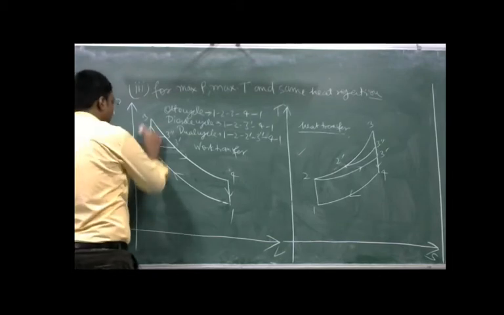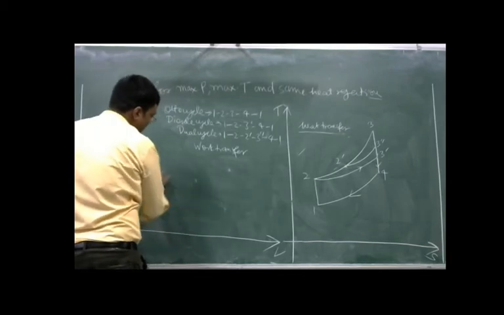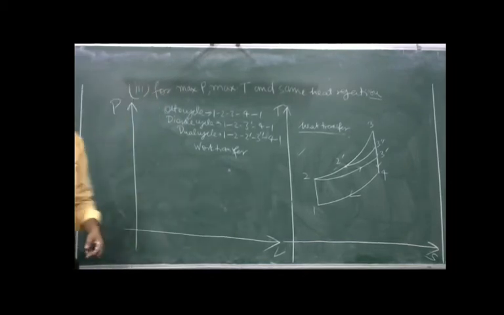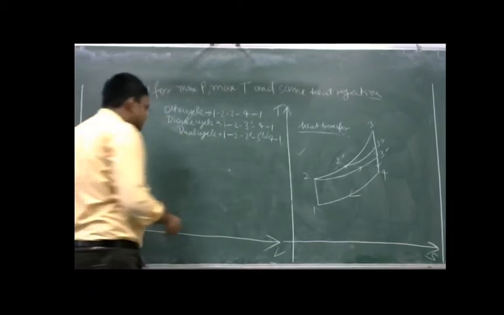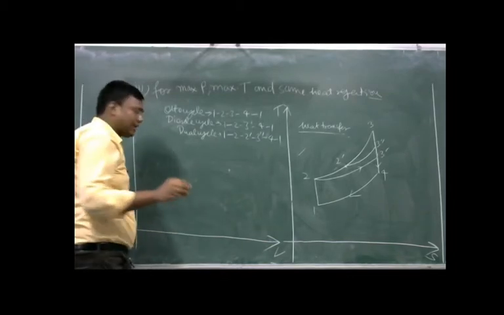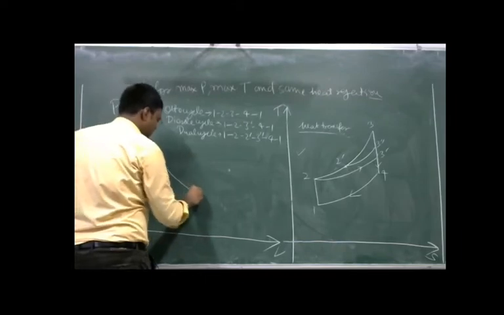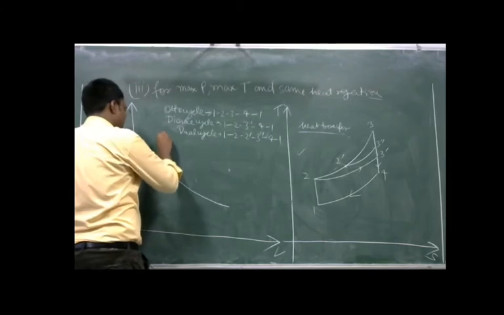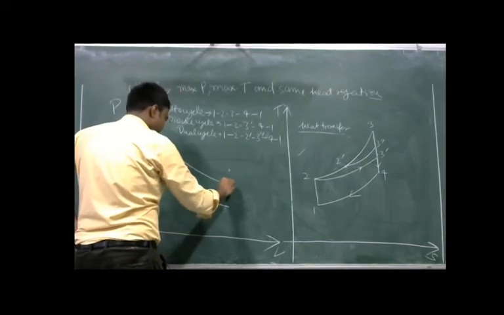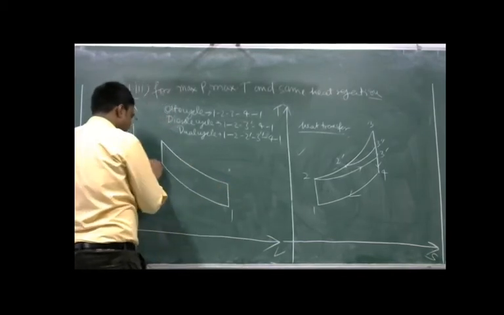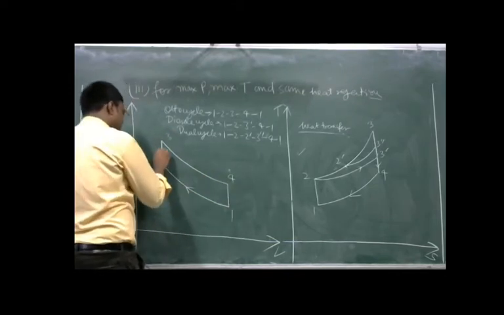So first I am going to draw the PV diagram. In this case, first I am going to draw the Otto cycle. One, two, three, four. This is the Otto cycle.